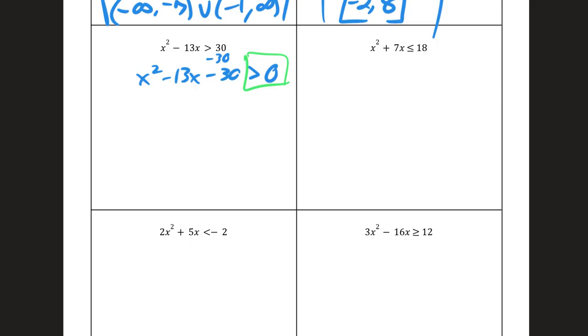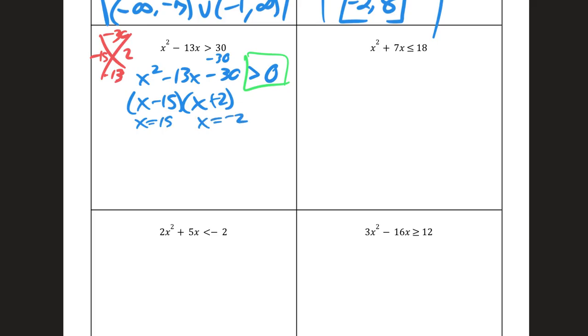If I can factor, are there factors of negative 30 that combine to be negative 13? Negative 15 and 2. Okay, so then I can factor it. My factors end up being x minus 15 and x plus 2. So my roots, or my zeros, are at positive 15 and negative 2.